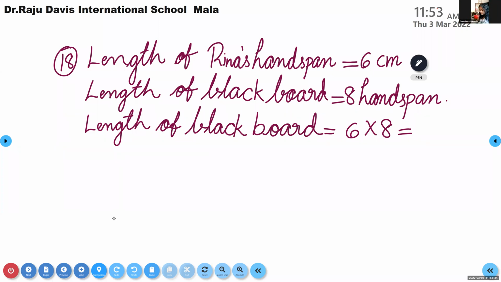So what is the answer? 6 into 8. 6 8s are 8 into 6, 8 into 6 also same. 48. Yes, 6 8s are 48 or 8 6s are 48. We need to write the unit also. Centimeter. So the length of the blackboard in centimeter is 48 centimeter.